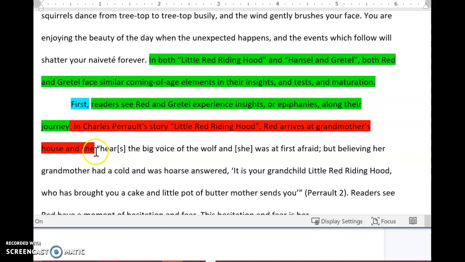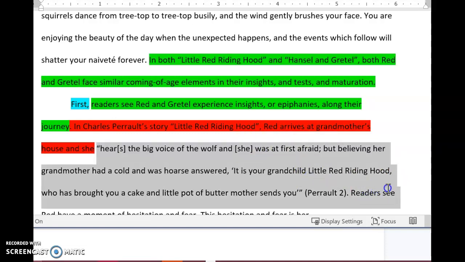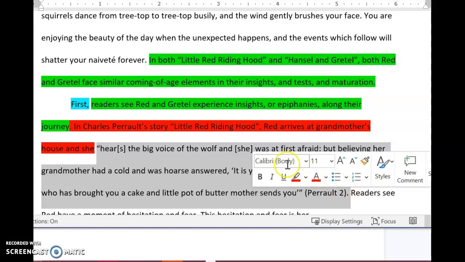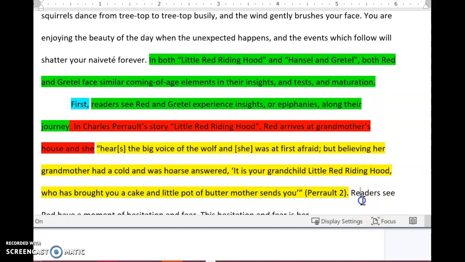So I take this directly from the story. She hears the voice of the wolf, and she was at first afraid, but believing her grandmother had a cold and was hoarse, answered, "It is your grandchild, Little Red Riding Hood, who has brought you a cake and a little pot of butter mother sends you." And then I have my citation. So that is my evidence. I'm going to highlight that in yellow.